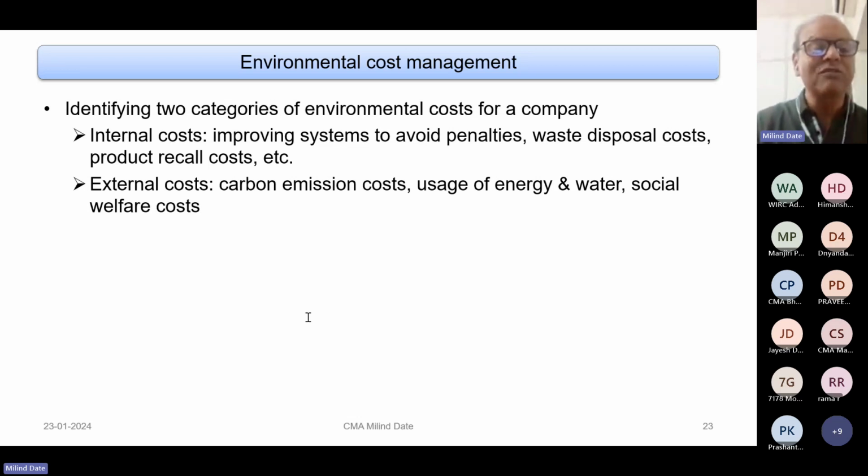External environmental costs could be like carbon emission cost itself, the generation of carbon, the usage of energy, water, social welfare costs, because if you're affecting the living of people in a certain area and you have to take steps, these are all external costs.